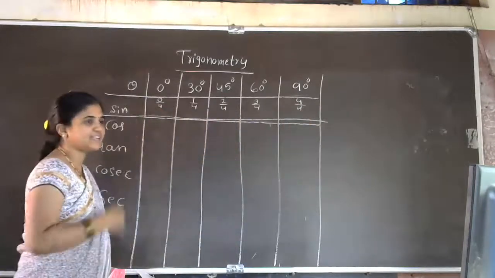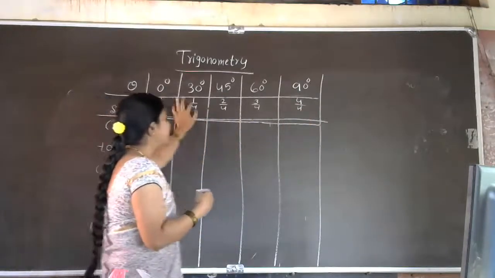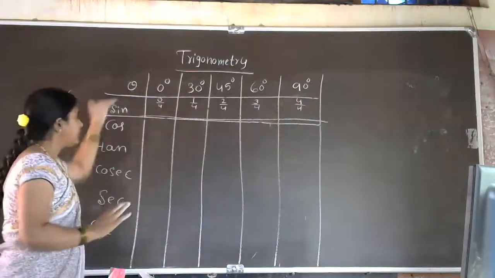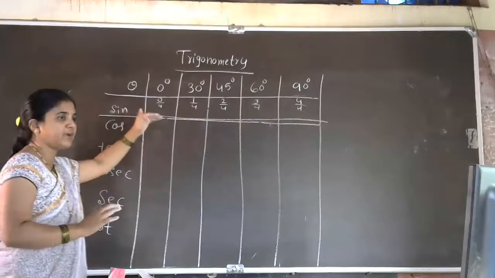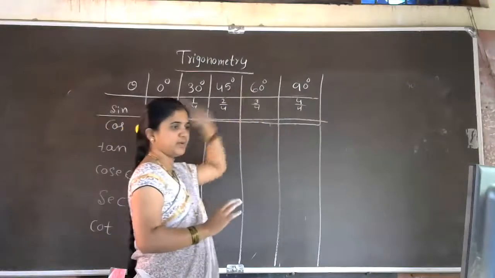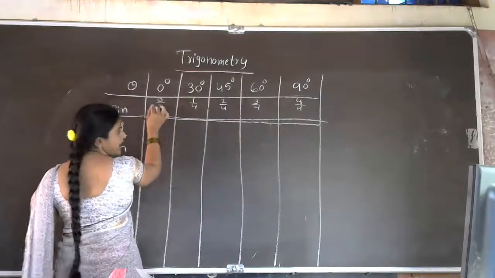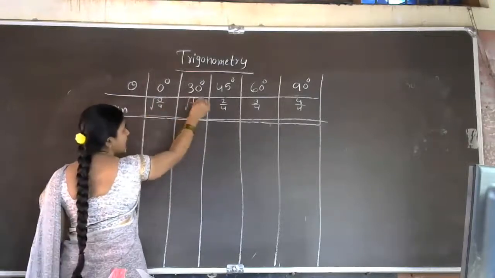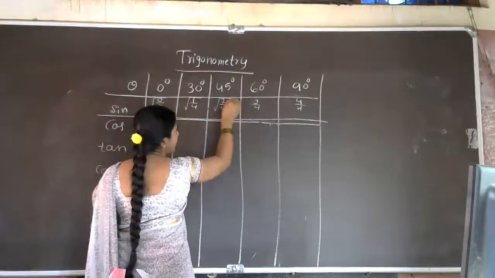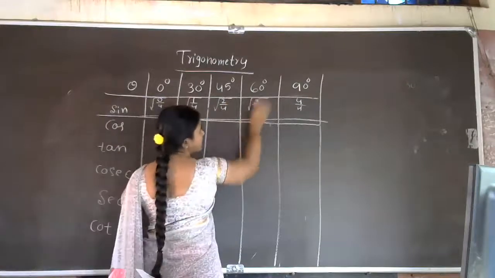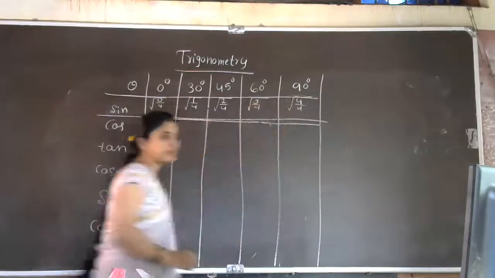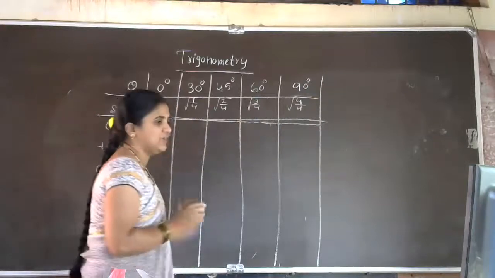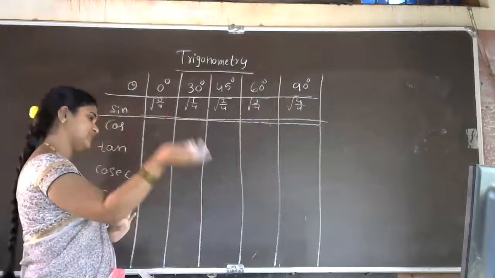We are discussing the trick actually. First 0, 1, 2, 3, 4: continuous numbers from 0 we have to take. Then all the numbers are divided by 4. Last, we have to apply the square root for this: square root of 0 by 4, square root of 1 by 4, square root of 2 by 4, square root of 3 by 4, square root of 4 by 4. This trick we apply for the sine values. If you get the sine value, then the cos value is very easy.